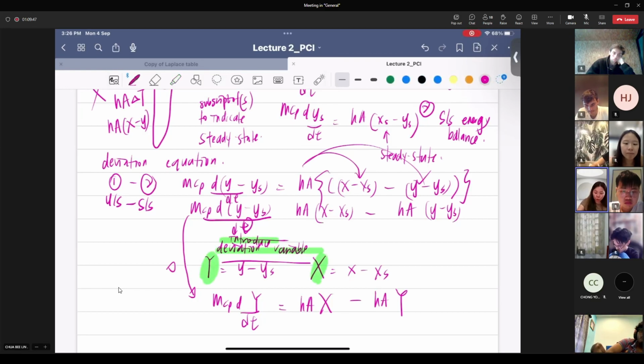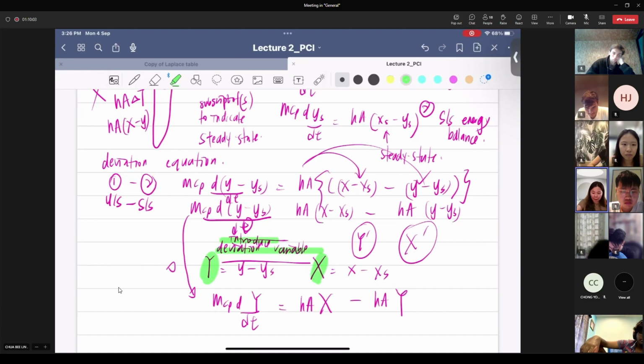Or if you prefer to use Y prime, X prime, it's up to you. Both are acceptable. You can use either, but you have to let me know whether you use the capital letters or the prime. You have to indicate and introduce the deviation variables. Once you have this already, then you proceed to Laplace transform both sides.